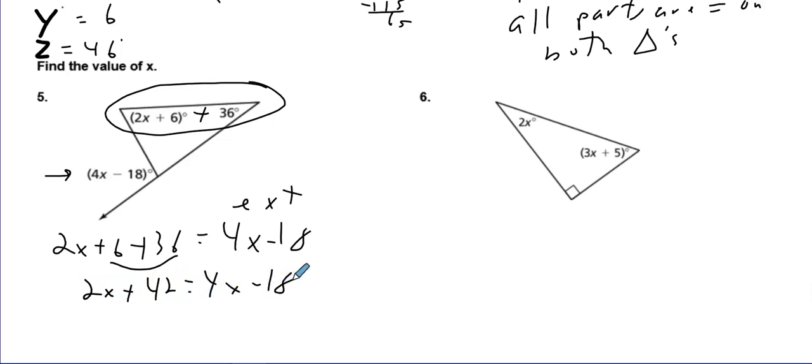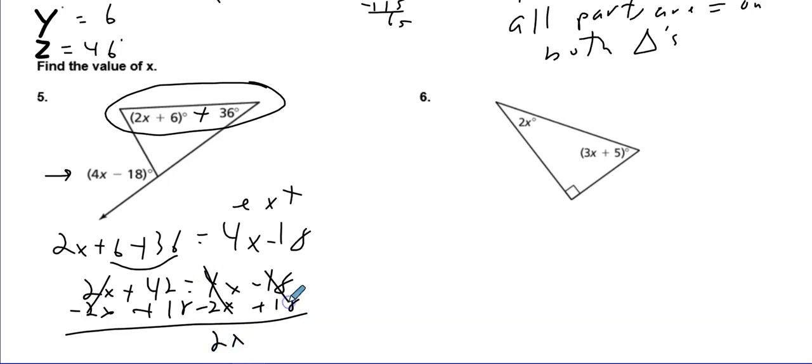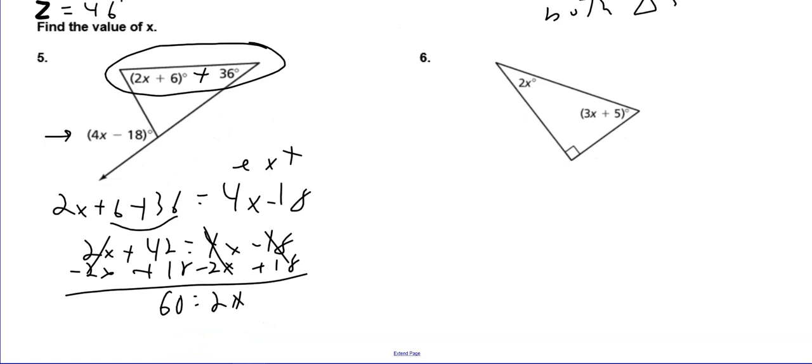I want to keep my x's positive, so I'm going to subtract 2x from both sides, which means I'm going to add 18 to both sides here. So that's going to be 4x minus 2x is 2x. 42 plus 18 is 60. And then 2x equals 60 divided by 2. X is 30.